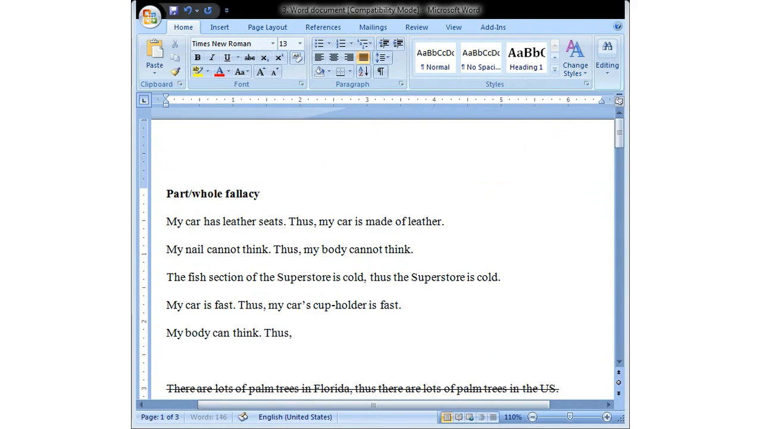Thus, my nail can think, right? That's not working out one bit, right? That's a great one, Lily. Beautiful. You're getting it. Yeah, so it can go from the part to the whole, or it can go from the whole to the part.